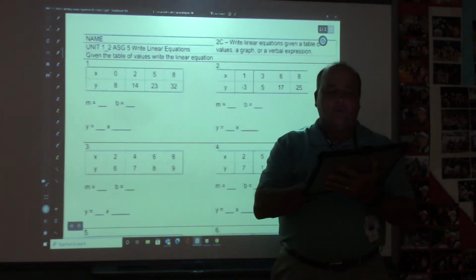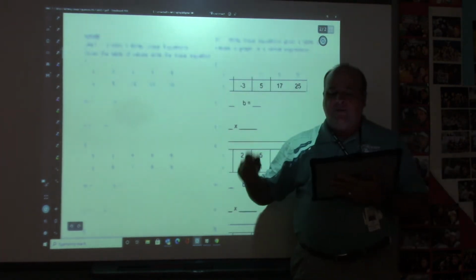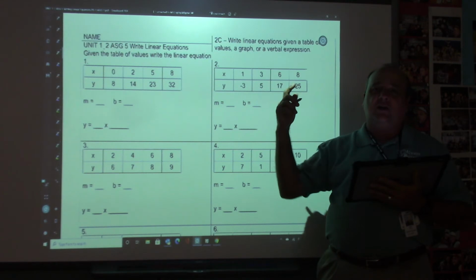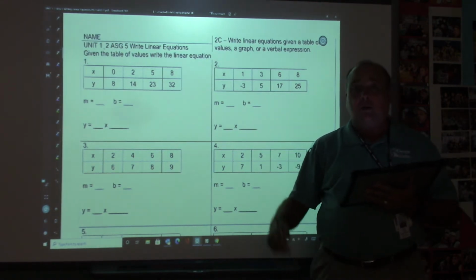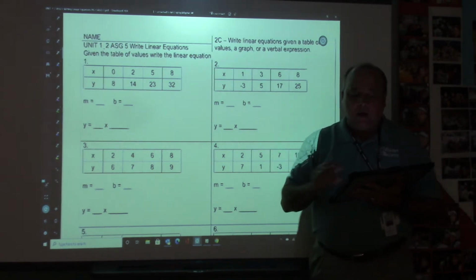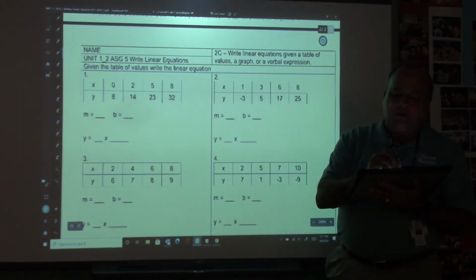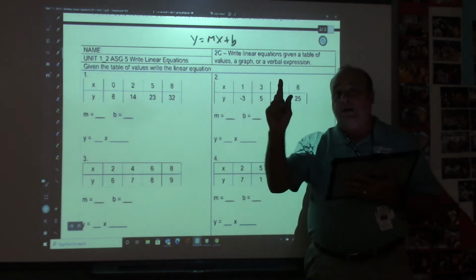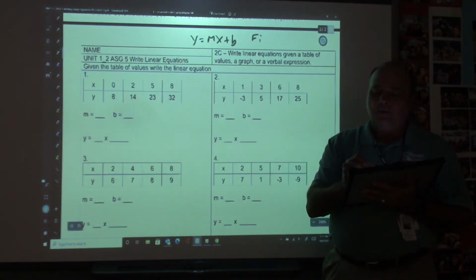Oh, this is some more power work. Now this is going to be a little tricky because we have to figure out the y-intercept or the starting number, and some of them don't have that. So I'm going to teach you a way to do that. We're going to write all of the equations in y equals mx plus b. So step one is to find the slope.